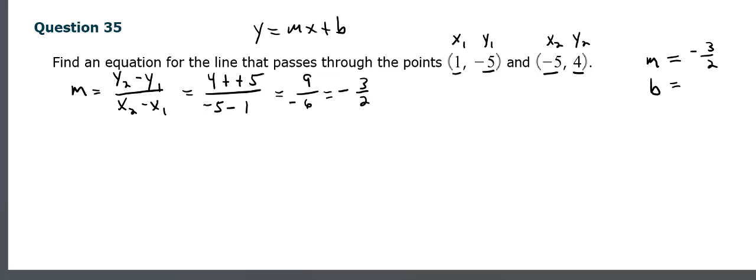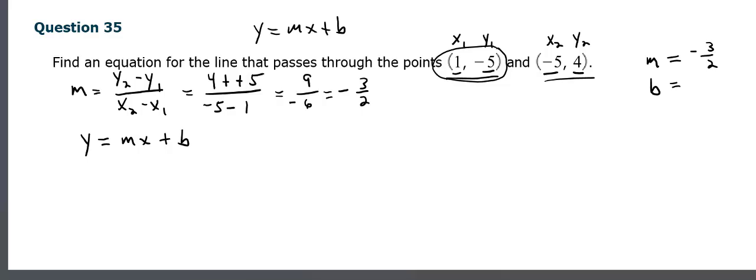Now we need to find our y-intercept. So remember, we're going to go to slope-intercept form again and substitute in values for x, y, and m. Now you notice we have two different points. Which one do we use when we're plugging it in to x and y? It doesn't matter as long as you're consistent. In other words, I can't use 1 for x and then 4 for y. If I'm going to use 1 for x, I'm going to use -5 for y.